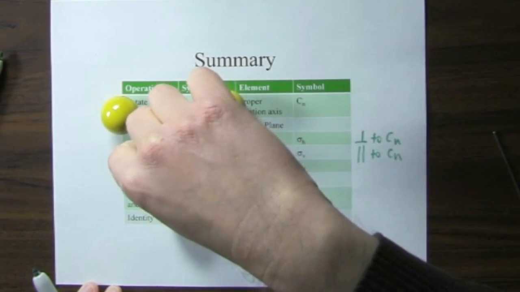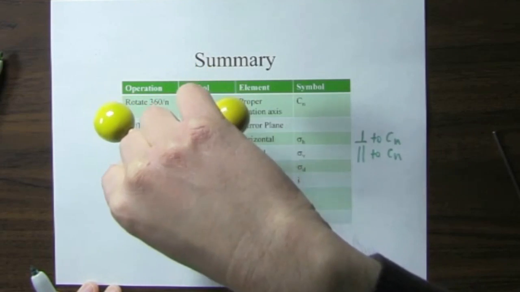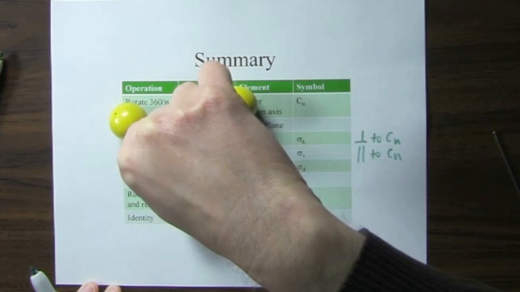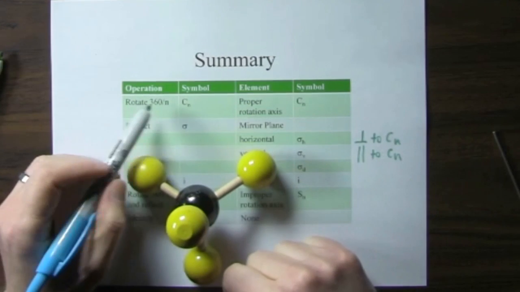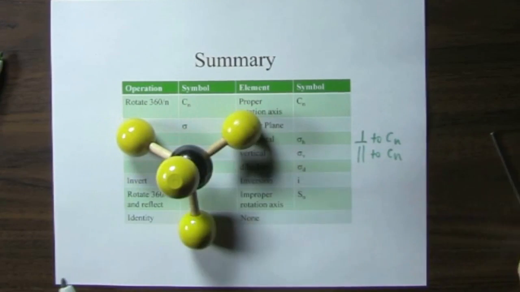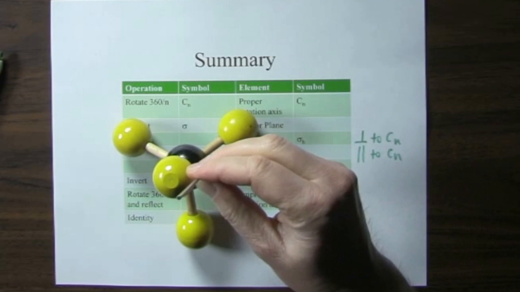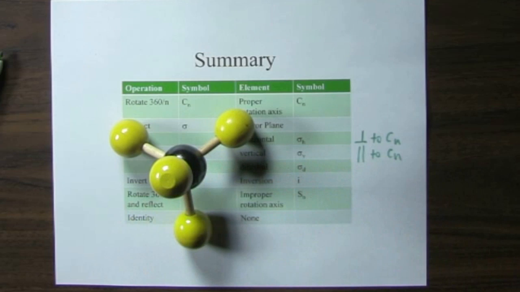If we rotate it 120 degrees, we get the same, it looks like I didn't move it. So that would be 360 divided by 3, so that's a C3 rotation operation taking place about a C3 rotation axis along this bond here.